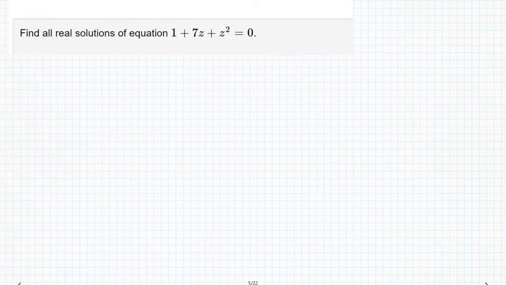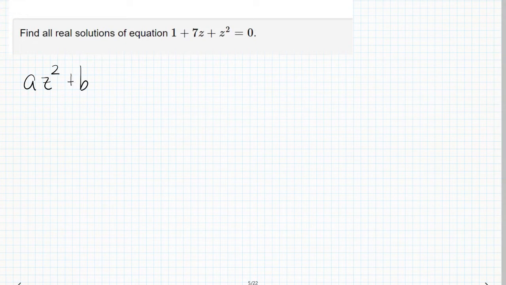Okay, so for our next one, we want to find all real solutions of the equation 1 plus 7z plus z squared equals 0. So this might freak us out a little bit because they're z's and not x's, right? But it's no difference. There's a quadratic formula, and I'm going to put it in terms of z's this time. So you have az squared plus bz plus c equals 0. These are foolproof as long as you know what numbers to plug in, it'll work every time. So your a, b, and c are constants, so that means you can plug in and solve for z in this case.